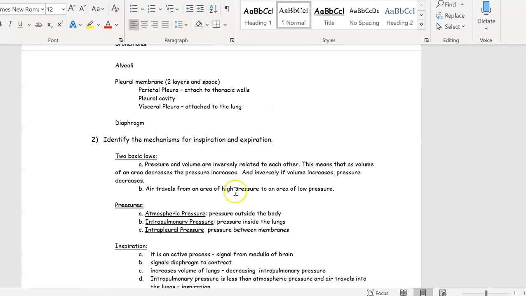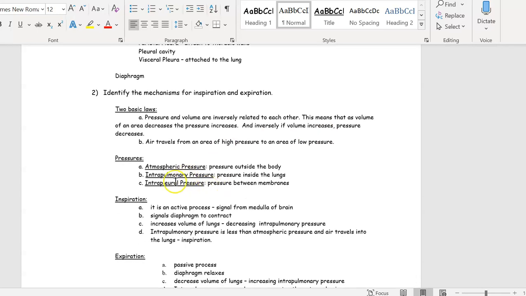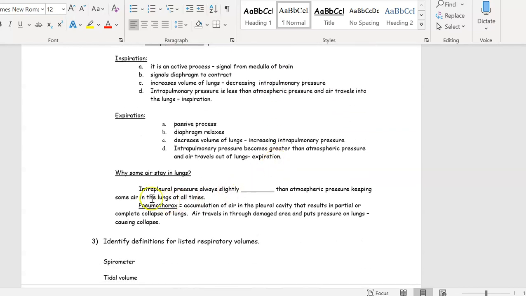So up here I showed you interpleural pressure, right here. Interpleural pressure in this pleural cavity is the pressure between those two membranes. So that interpleural pressure is always going to be slightly blank than atmospheric pressure, keeping some air in the lungs. So there's a relationship between interpleural pressure and atmospheric pressure that keeps air in the lungs. What you have to think about is whether the interpleural pressure is going to be higher or lower than atmospheric pressure. I'll give you a second to think, turn the video off, think for a second, and then I will answer the question.